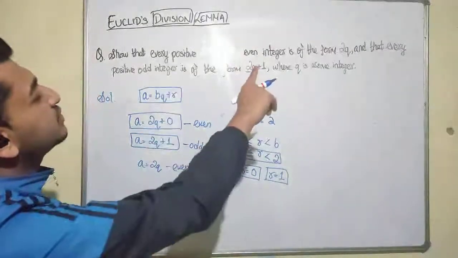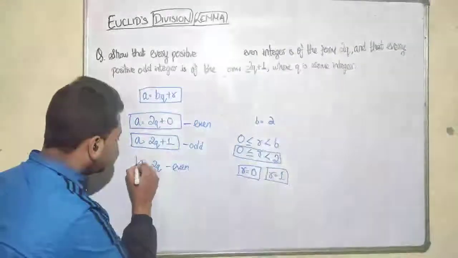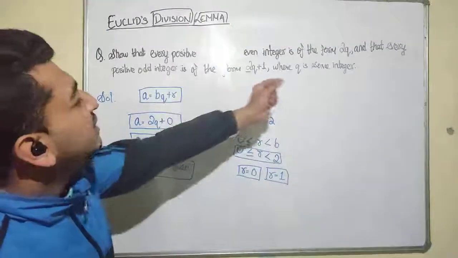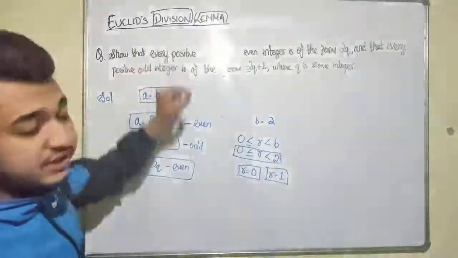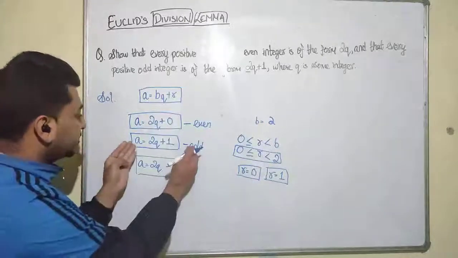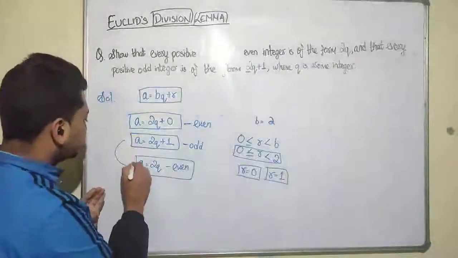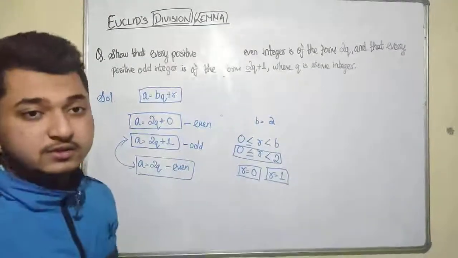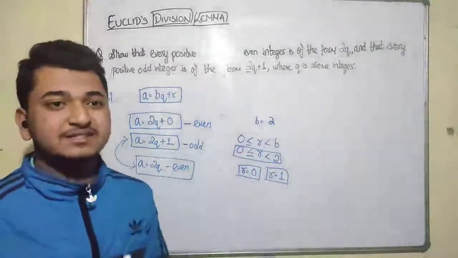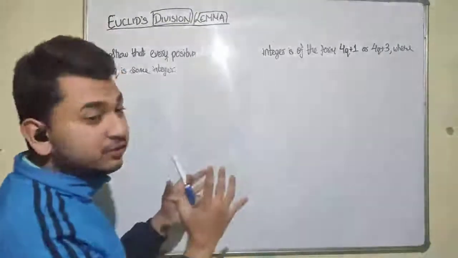In this question we were asked that an even integer is of the form 2q, so an even integer is in the form of 2q, and also that every positive odd integer is of the form 2q plus 1. We have only 2 options and we have proven this question and cracked it. So now we'll move on to the next question.